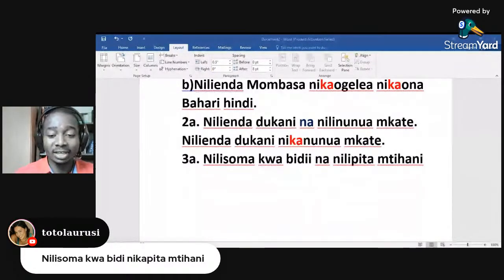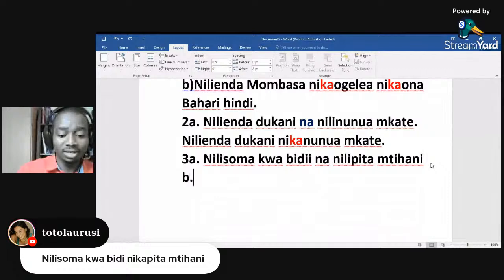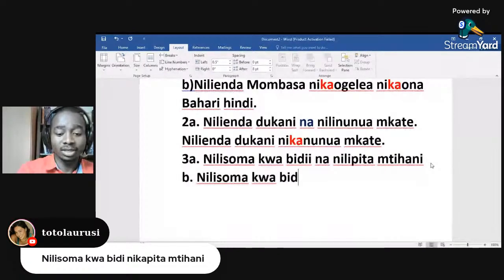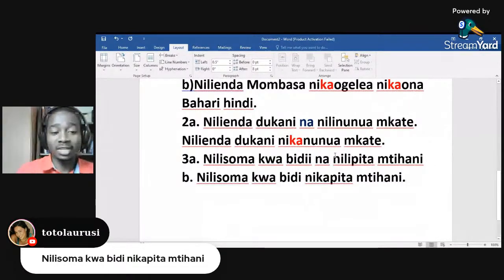So let me write it here. Vizuri sana. Nilisoma kwa bidii nikapita mtihani. Nilisoma kwa bidii nikapita mtihani. Vizuri. Another example we have here.